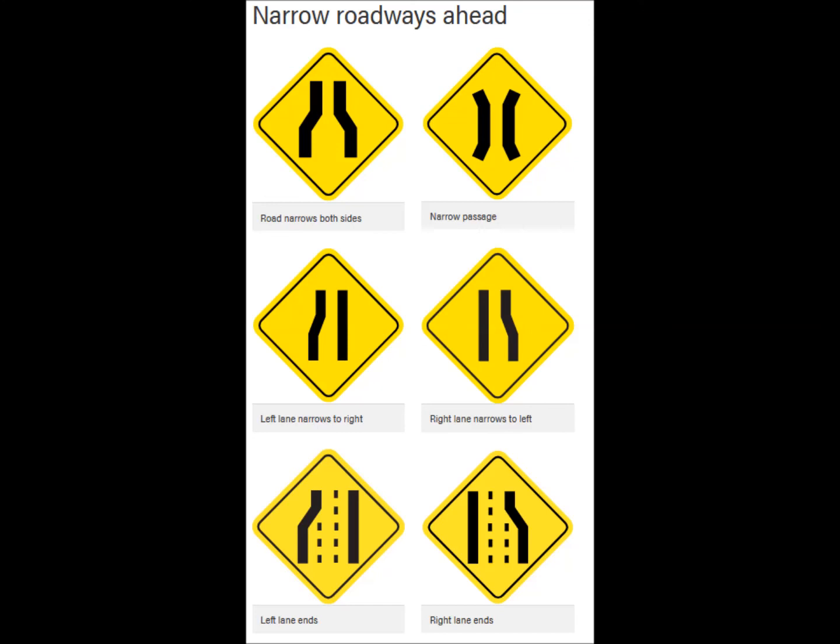Image description. A yellow diamond with a black border. On the left is a rectangle that goes in slightly to the right and then forward again. On the right is a straight rectangle. Left lane narrows to right.